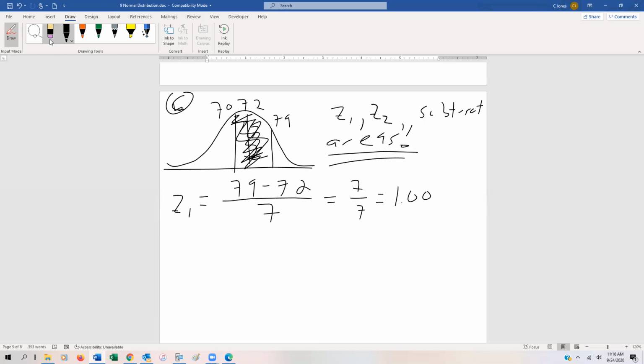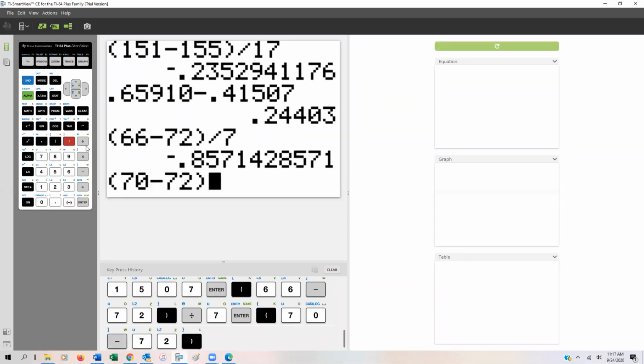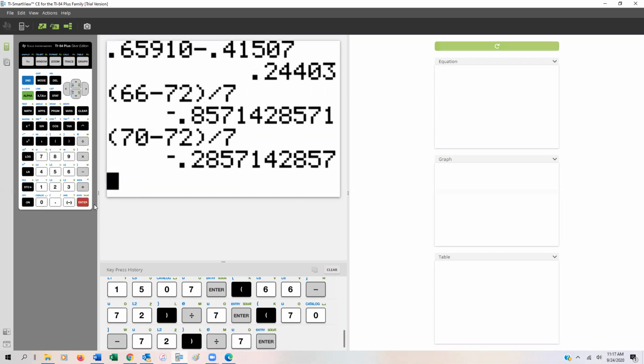I'm going to erase this just so that way we have enough room to subtract. I think everybody can see that that's just going to be 1, and I'm going to write that as 1.00, so that way we don't make a mistake converting. Z2 is not going to work out as nicely. So that's going to be 70 minus 72 over 7, and we're going to use the calculator for that one. So that's going to be parentheses 70 minus 72 divided by 7, and negative 0.29, since it's 285, so negative 0.29.